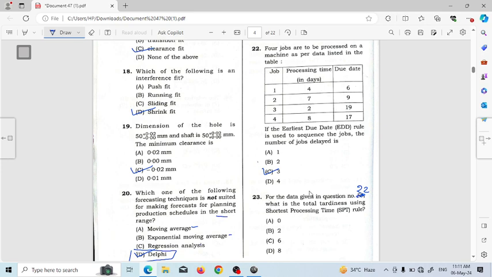So there will be grace marks for all the questions for all the sets except set A. So set A will not get grace marks. Sets B, C and D will get 1 mark. So let's solve the question. So for the reference with question number 22, tardiness using shortest processing time. So let's solve it better in the next page.